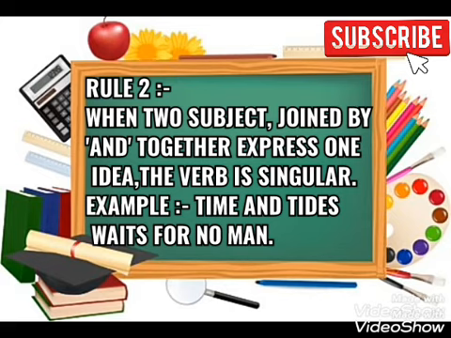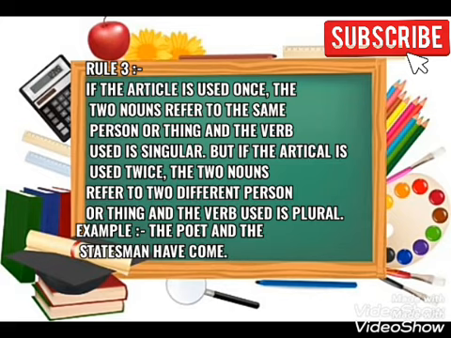Next rule is, if the article is used once, the two nouns refer to the same person or thing and the verb is used in singular. But if the article is used twice, the two nouns refer to two different persons or things and the verb is used in plural. The poet and the statesman have come. Here the is used with both subjects, which are joined by and. That is why the verb is plural.